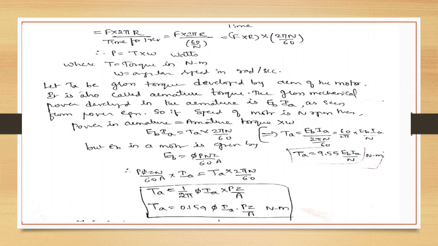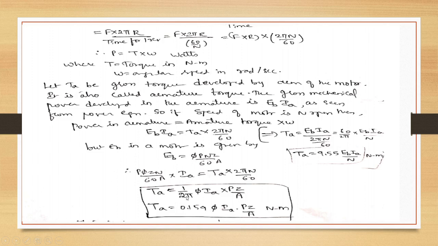Let TA be the gross torque developed by the armature of the motor, also called armature torque. Gross mechanical power developed in the armature is EbIa, as seen from our equation. So if the speed of the motor is n rpm, then power in armature is armature torque into omega. Power in armature is EbIa, armature torque is TA, omega is 2 pi n by 60. But the Eb equation is P phi Z N divided by 60A. So substitute this Eb value in this equation, and you will get P phi Z N divided by 60A into Ia is equal to TA into 2 pi n by 60.